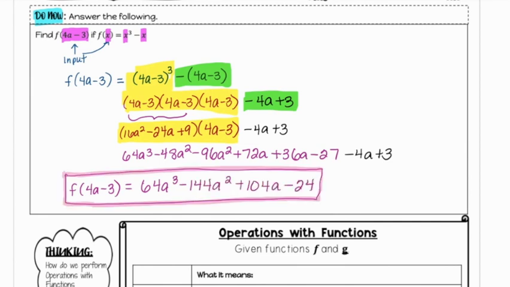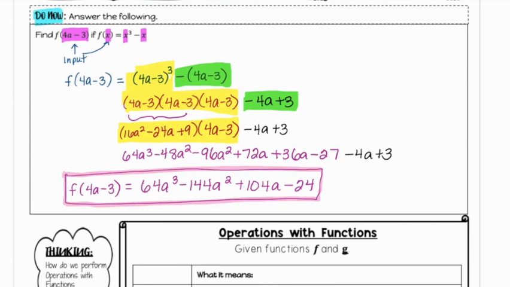Okay, so here is what we should have gotten for our do now. I color coded my work to make it easier for all of you to follow. So I know that I have been given my input, which is 4a minus 3. I input that into my f of x function. Wherever I see an x, I'm changing those.